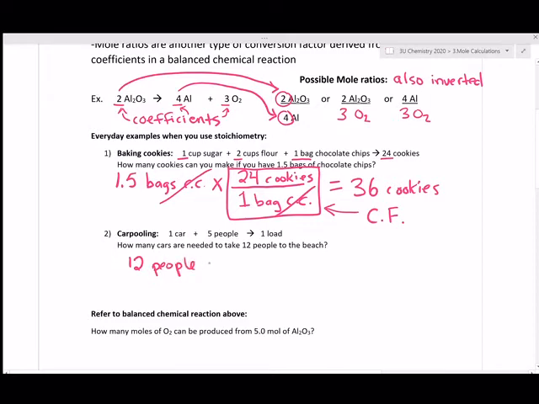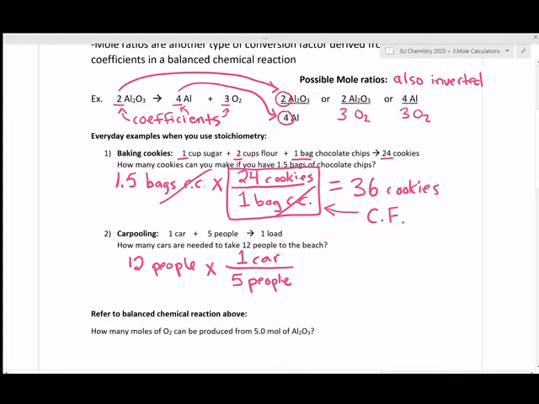12 people. And again, I'm sure you could do these questions in your head, but we just want to show that you've been doing this kind of stuff. So according to our balanced equation, there is 5 people for every 1 load or one car. Okay. So 1 car to 5 people, and we want our answer to be in cars.